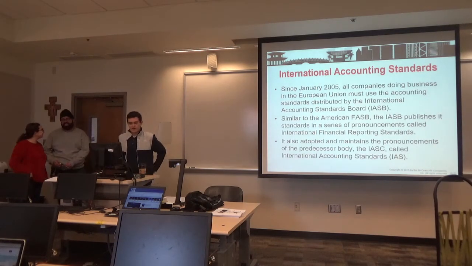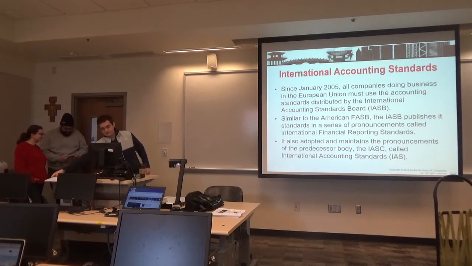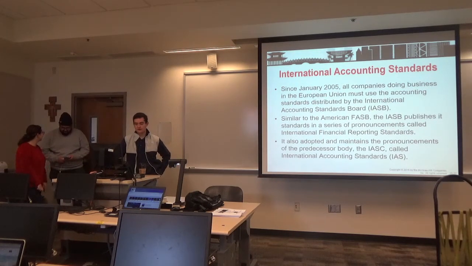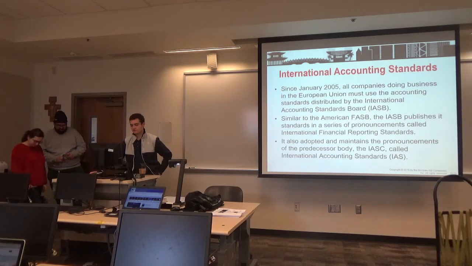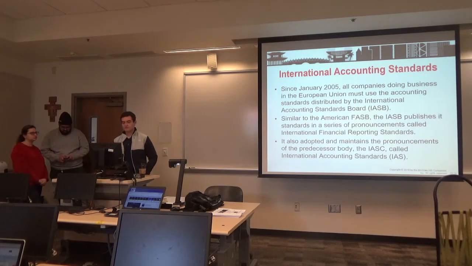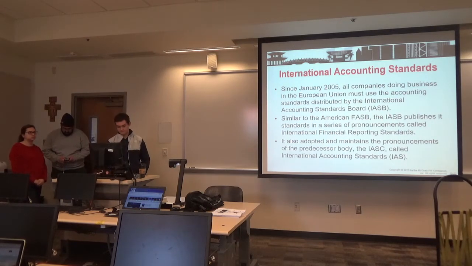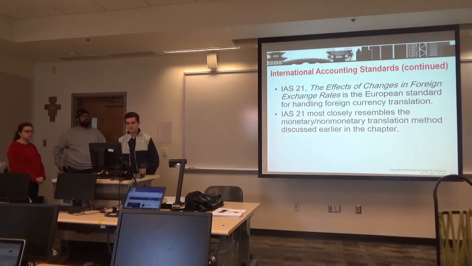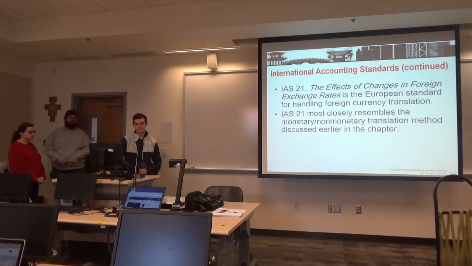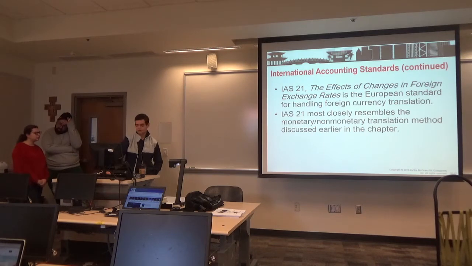So let's talk about the IAS. Since January 2005, most companies in the EU, well actually all, have been using the IASB, which is the International Accounting Standards Board. It's similar to the American FASB, but it publishes standards in a series of pronouncements called International Financial Reporting Standards. It also adopted and maintains the pronouncements of its predecessor, so it's called the IAS, or the International Accounting Standards. So first we're going to talk about IAS 21, which is the effects of changes in foreign exchange rates, the European standard for handling foreign currency translation. It most closely resembles the monetary translation method discussed earlier.